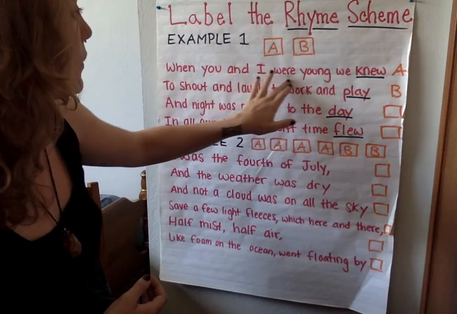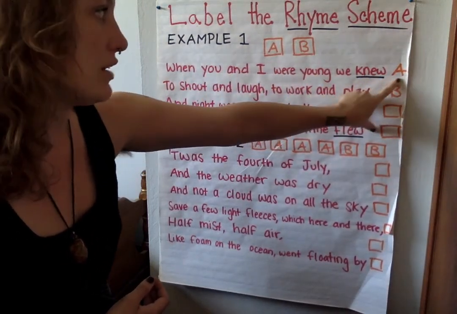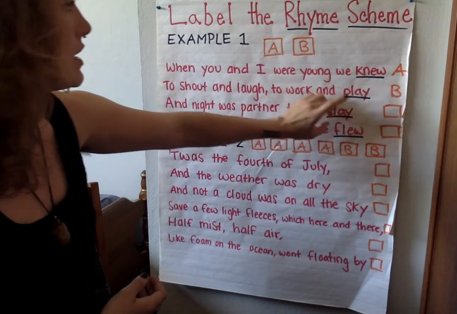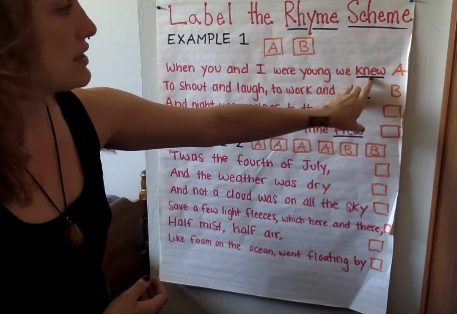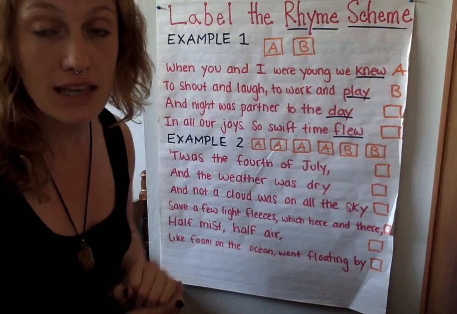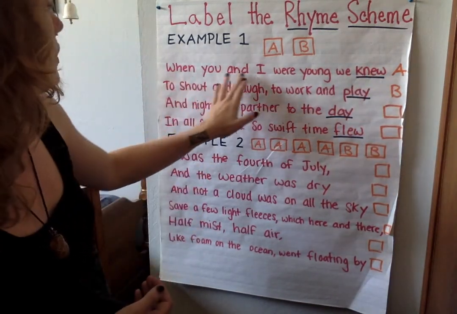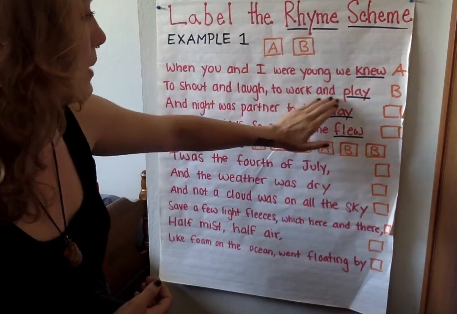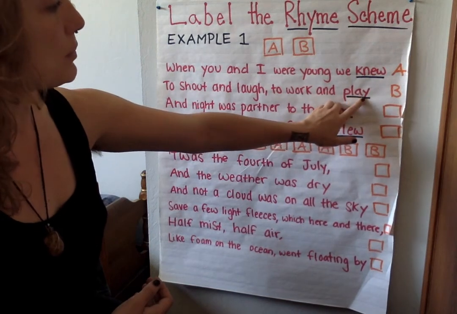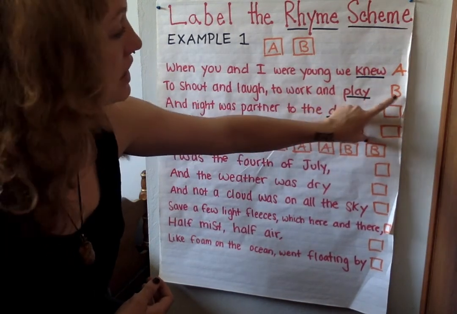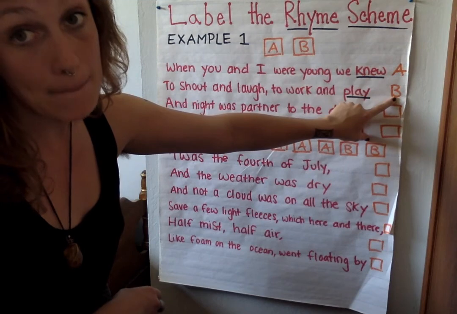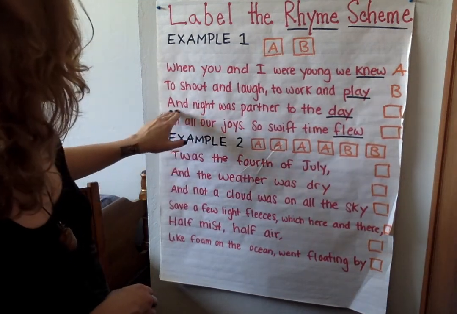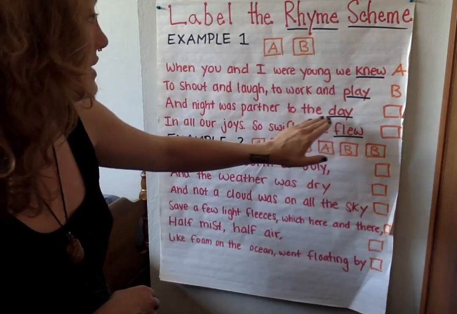When you and I were young, we knew... And here there's already an A. So in the easier ones, they're going to give you the first few letters. They're saying that A represents the OO sound at the end of words, okay? When you and I were young, we knew to shout and laugh, to work and play. So this word play ends with an A sound, and they're telling you here that B will be representing the A sound words, okay? And night was partner to the day.